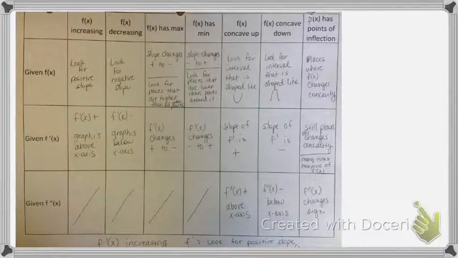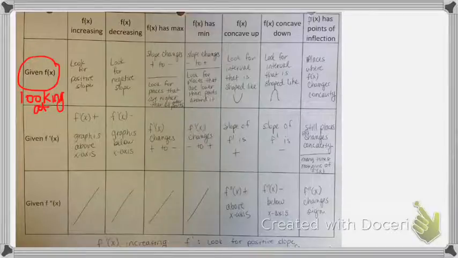So if you need to copy it, go ahead and pause the video so that you can copy it and get the information that you need, and then I'll explain it. And if you need to reword some things, you can. If you're looking at f of x, given f of x, that means that's the graph I'm looking at. Because what's going to happen is you're going to start with a graph, and it's either going to be f of x or f prime or f double prime.